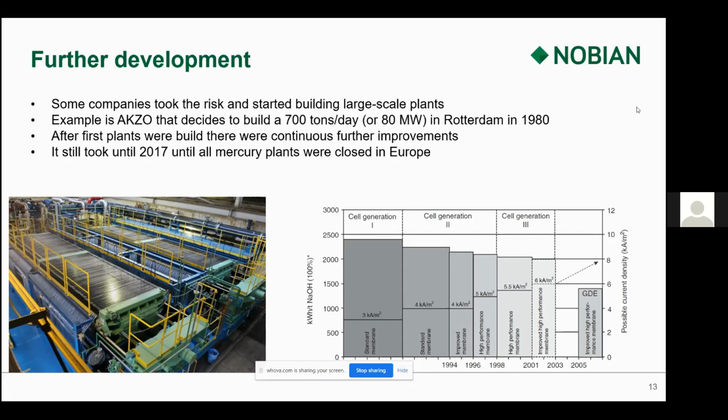Still, it took until 2017 before the last mercury plants in Europe were closed, and I think there are still some operational around the world, so it shows how long it takes before a technology is truly phased out. What you can also see is that the membrane technology kept developing. You can see that in the picture on the right bottom. And that's basically, once a technology is there, then it becomes easier to improve it. You can put in new membranes, new electrodes, slightly change the cell. If it's more of a drop-in type of technology, it's easier to implement.